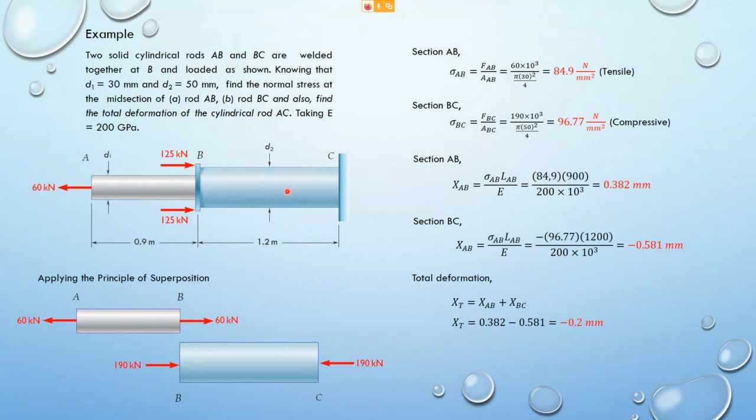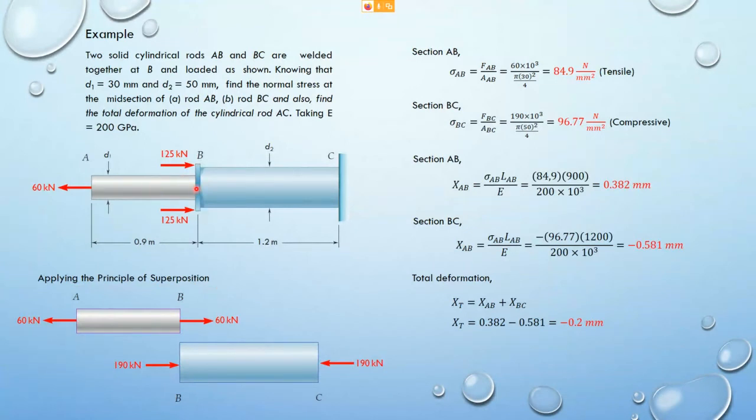So total left-hand force is 60. Total right-hand force, you have 250. So you can see there is a lag of 190. Therefore, the reaction at point C here should be 190 acting towards the left. But in order to present it in your working sheet, what you can do is just apply this principle of superposition.